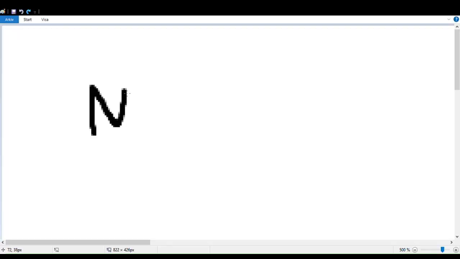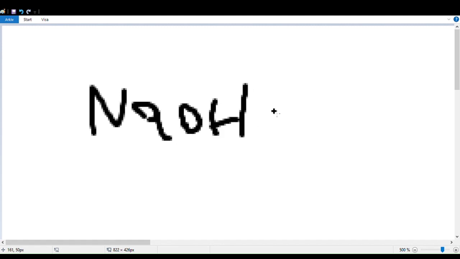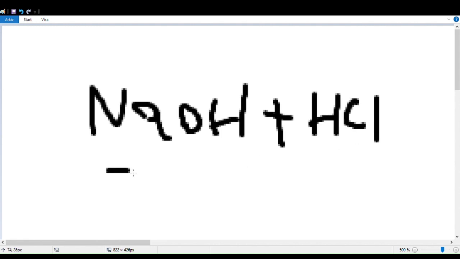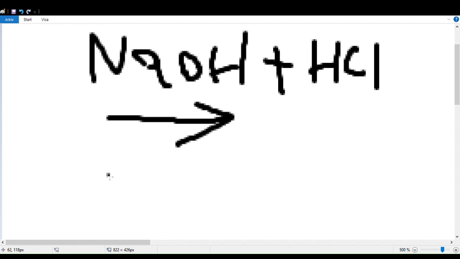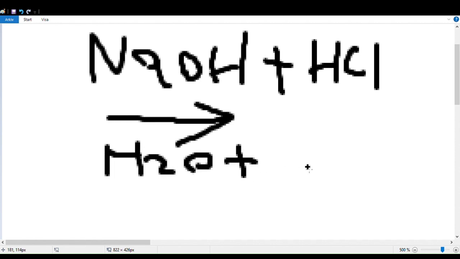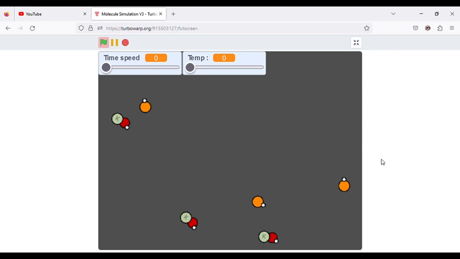For our first reaction, we are going to do sodium hydroxide and hydrochloric acid, and this reaction will produce water, and it will also produce salt, so NaCl. Right now, in the lab, we did not have any sodium hydroxide, but we did have potassium hydroxide, and it's essentially the same reaction. So, let's get started.